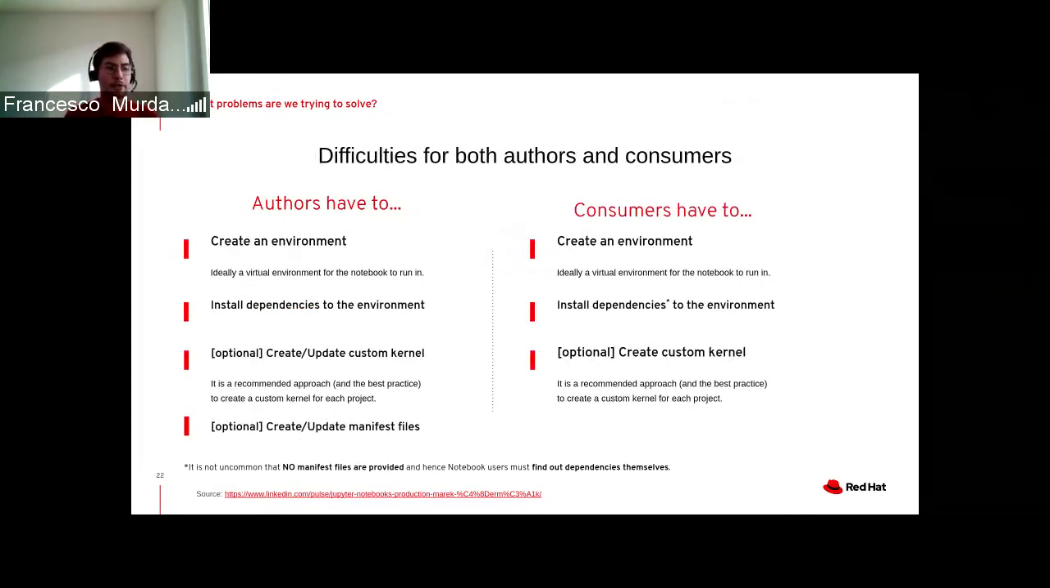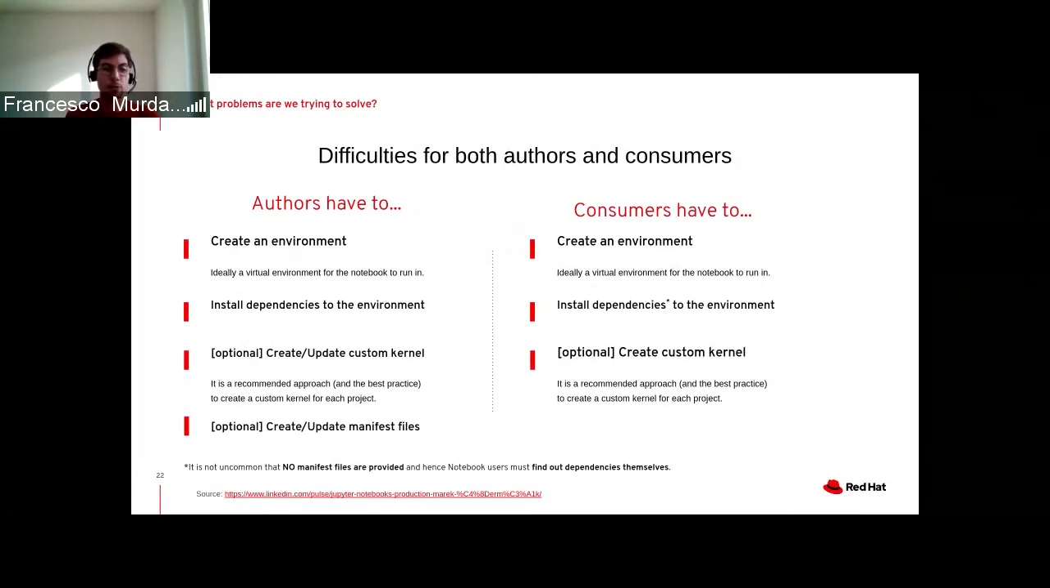So you know that the authors need to create this environment. Typically, they need to create a virtual environment, and this virtual environment should not be polluted by any dependencies. Then they need to install these dependencies. They need to create a kernel and update that kernel every time they add a new dependency. And they also need to, in theory, maintain some manifest if they are using requirements.txt or the Pipfile.lock used by pipenv.